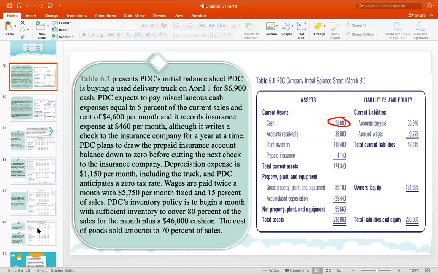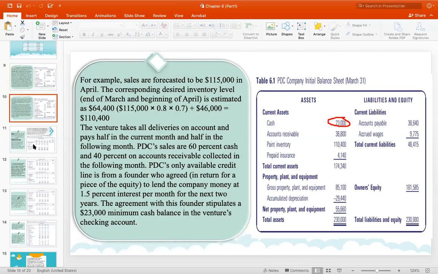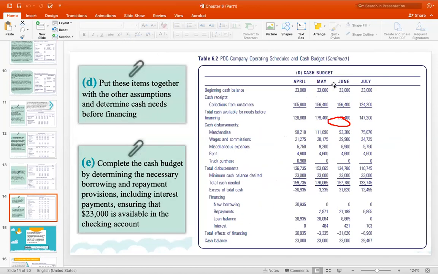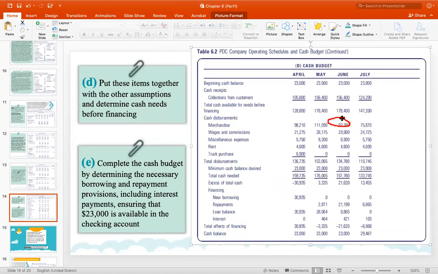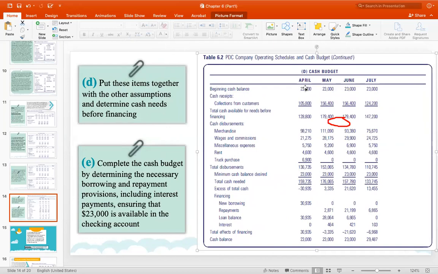So let's get back to where we got these $23,000. Once we have established our beginning cash balance, the cash we have in the company at the beginning of each month, $23,000 for April, we will add the collections, or the cash receipts. Then we will subtract the cash disbursements, what we paid in cash, and see what the result is at the end. If this result is equal to or more than $23,000, good. So we will not need the help of the founder.